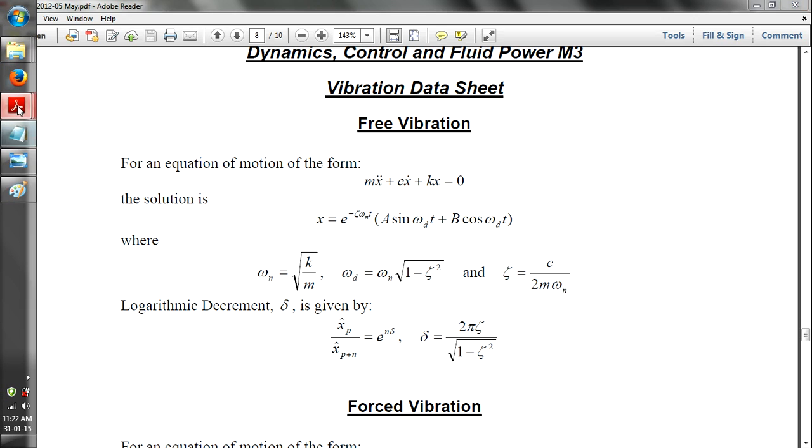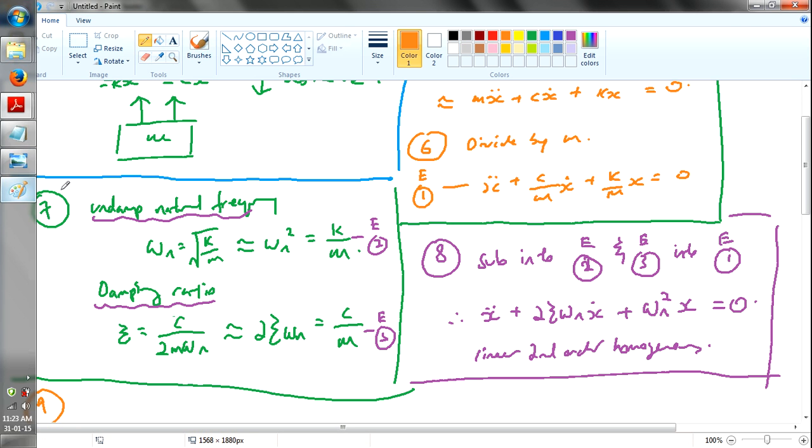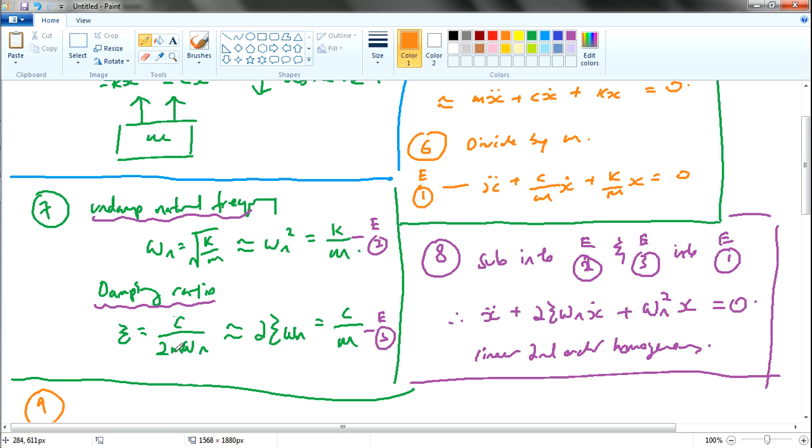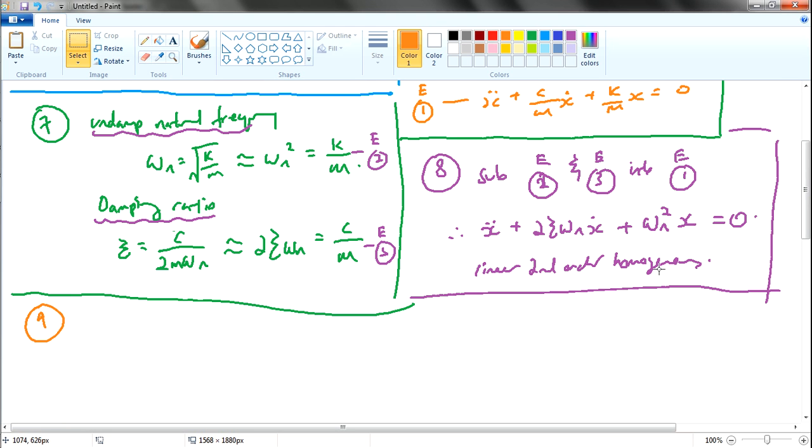So if you rearrange, you just bring these two omega upwards. You have c over m, so c over m can be rewritten as this. Therefore, these are equation 2 and equation 3. Just sub equations 2 and 3 into equation 1. And therefore we have this, and this is a linear second order homogeneous equation.